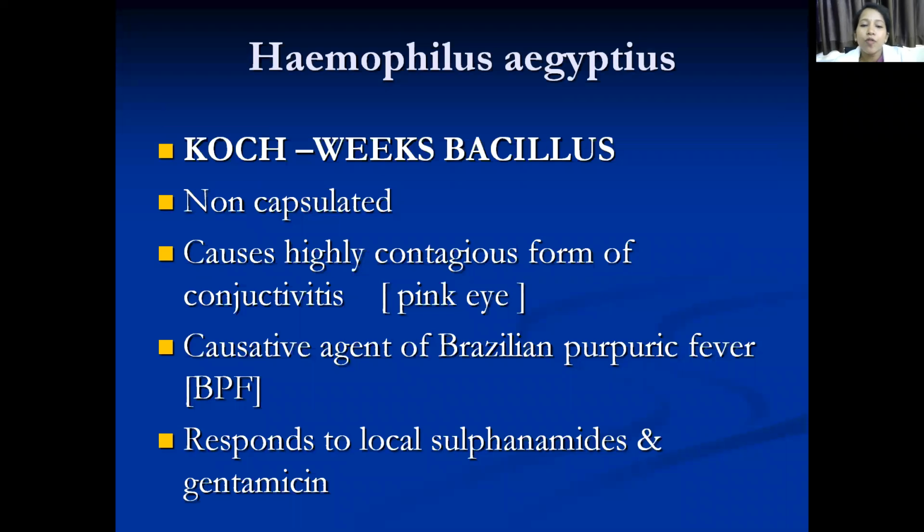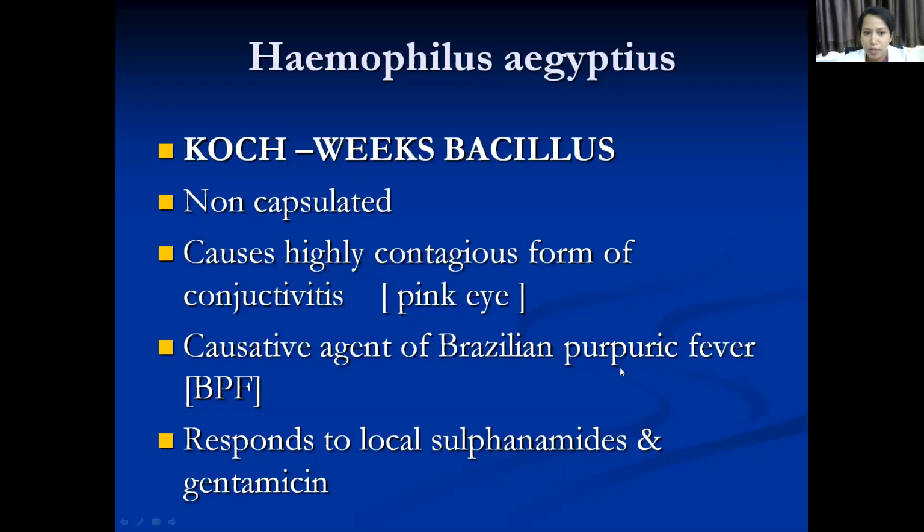Now we have completed Haemophilus influenzae. Now we'll see other species of Haemophilus, that is Haemophilus aegyptius. It is also known as Koch-Weeks bacillus. It is non-capsulated and highly contagious. It causes a highly contagious form of conjunctivitis called pink eye. It is also the causative agent of Brazilian purpuric fever.